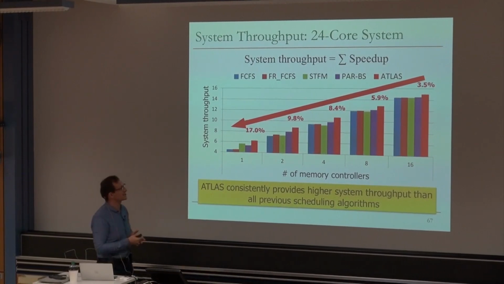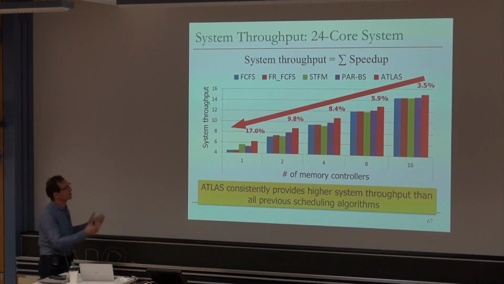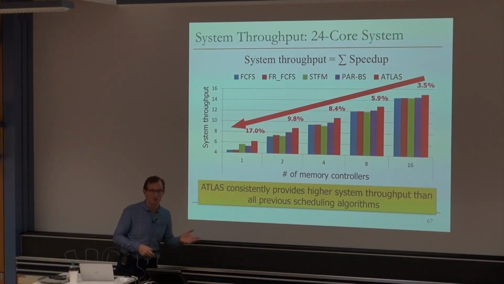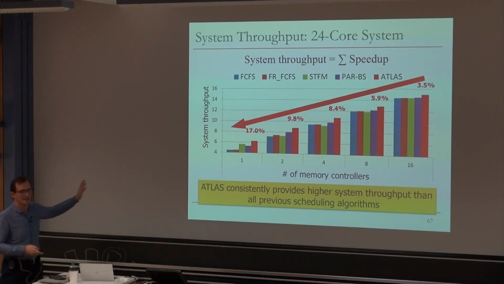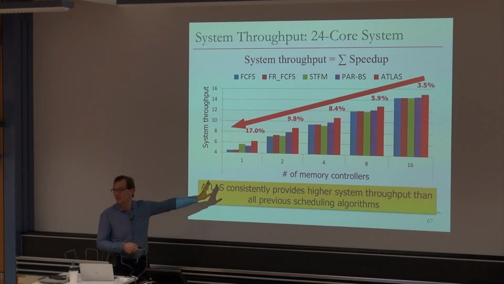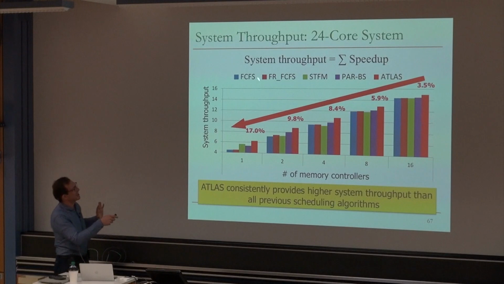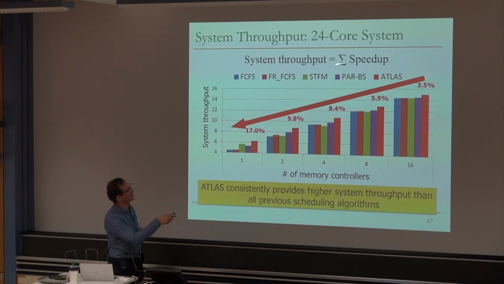So the key insight is you have these light threads, and these light threads are being prioritized. As a result, you get much higher performance compared to previous schedulers. The downside, of course, is fairness. If you look at the fairness results in the paper, it's much worse. This is the scheduler that has one of the worst fairness. Maybe not as bad as FCFS, but it's definitely not as good as STFM or PAR-BS.